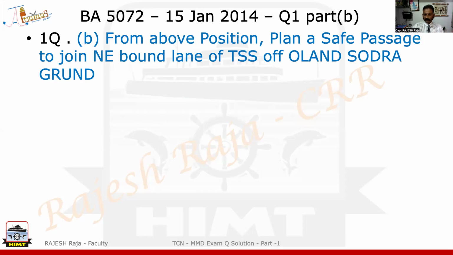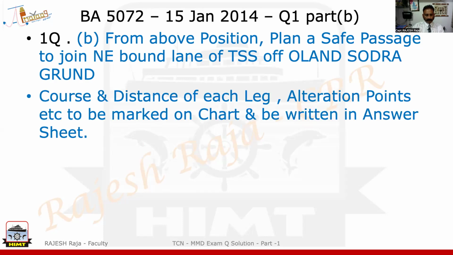Now he says, from the above position, that is the previous position I got, I'm supposed to plan a safe passage, and then finally go and join the northeast bound lane of the traffic separation scheme of Roland Sodra Grid. So he wants the course and distance of each leg also. He wants alteration points, etc., to be marked on the chart and to be written in the answer sheet. I'm going to show you everything that is needed in this question. So let us go step by step.